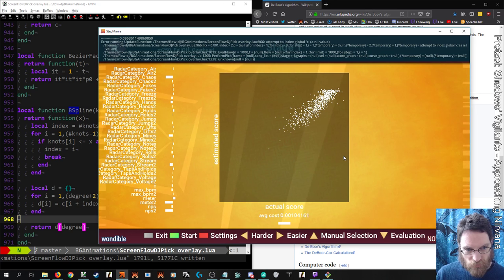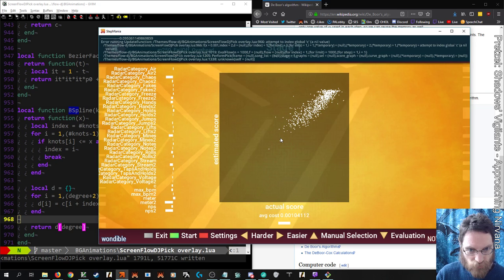Okay, so that's taken care of. Yeah, so I'm trying to implement some math to figure out the gameplay curve, which won't show up right now because it's broken.